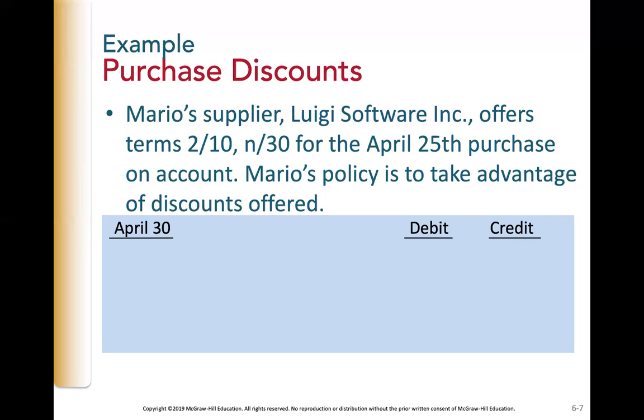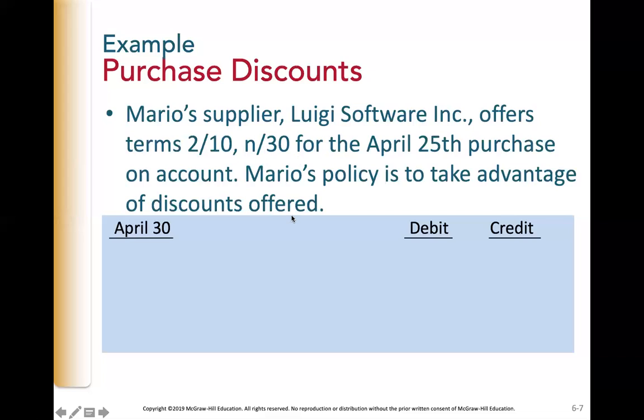So let's assume that Mario's supplier, Luigi Software, offers the terms 2/10, net 30 for the April 25th purchase on account, and it is Mario's policy to take advantage of discounts when offered. Do you remember what 2/10, net 30 means, as we discussed in Chapter 5? As a reminder, 2/10, net 30. The 2 is your percentage discount if you pay within 10 days. Otherwise, the net or total invoice is due within 30 days.